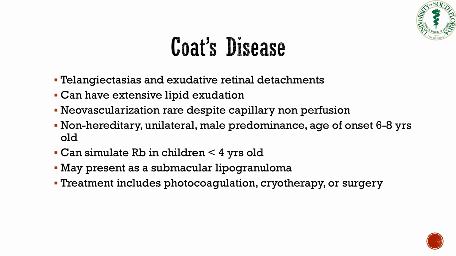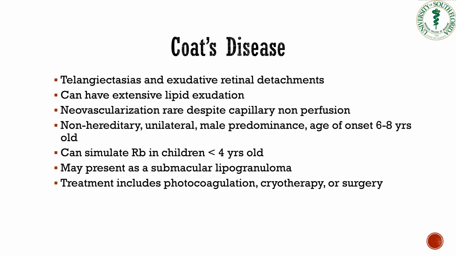So Coats disease is typical for telangiectasias and exudative retinal detachments. It often has fusiform capillary dilations as well as venous dilations, also ectatic arteries and microaneurysms. Despite all the capillary non-perfusion that's present with Coats, the neovascularization is often rare. It has a male predominance, typically occurring in the pediatric population when it presents, and it is non-hereditary.